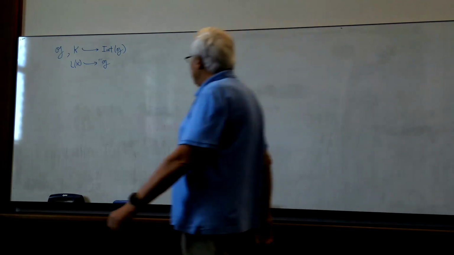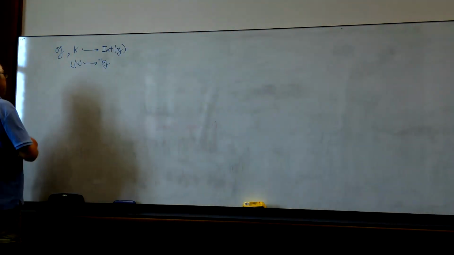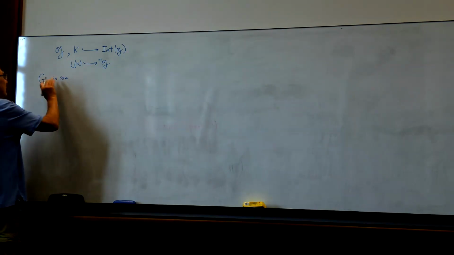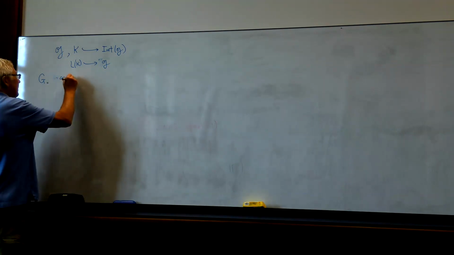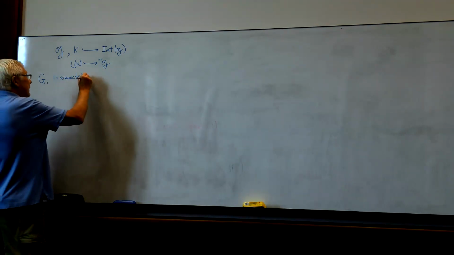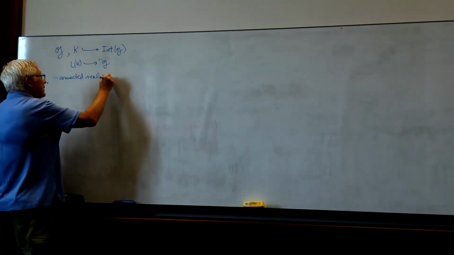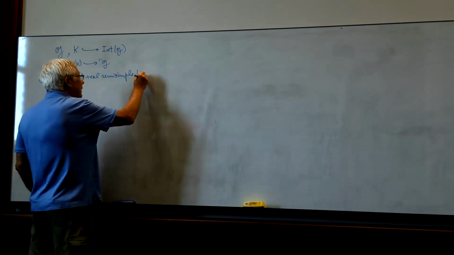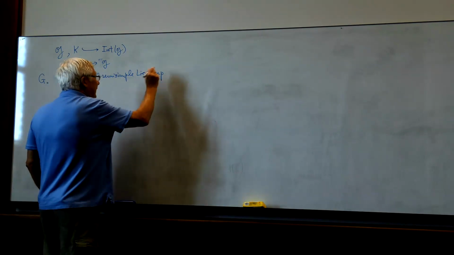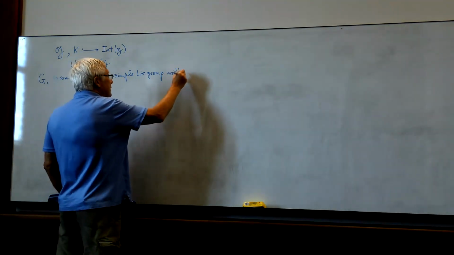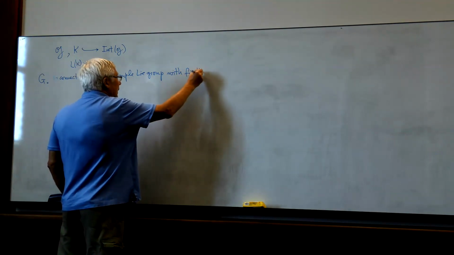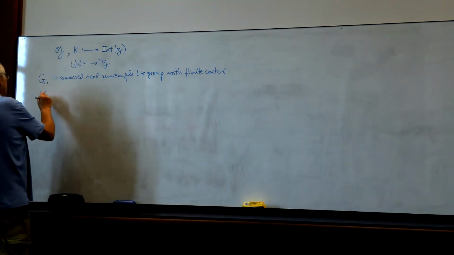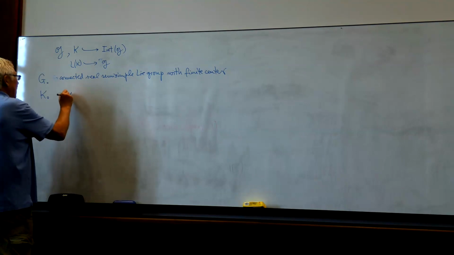And one of the statements I made is that if G naught is a connected real semi-simple Lie group with finite center, and K naught is a maximal compact subgroup.